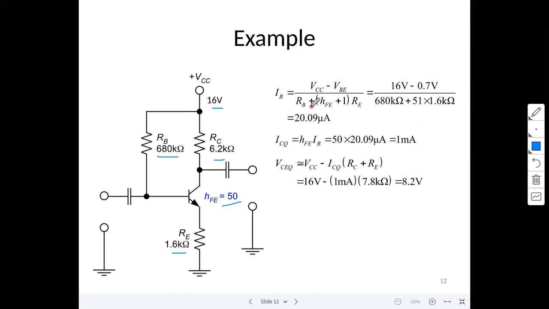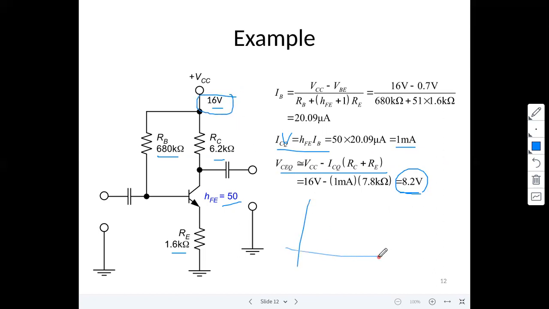According to that, IB is equal to 20.09 microamperes. Once you know the IB, ICQ is equal to beta, that is HFE, times IB, which is equal to 1 milliampere. Once you know the ICQ, VCQ is equal to VCC − ICQ (RC + RE), that is equal to 8.2 volts. Observe here, this 8.2 volts is approximately half of the VCC.